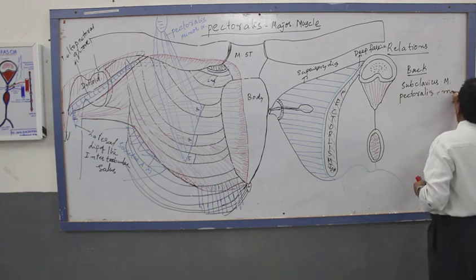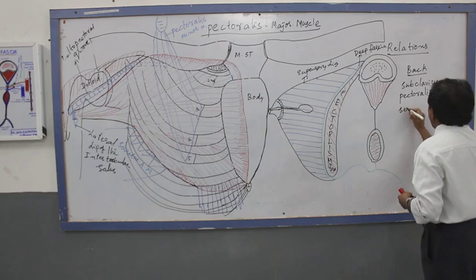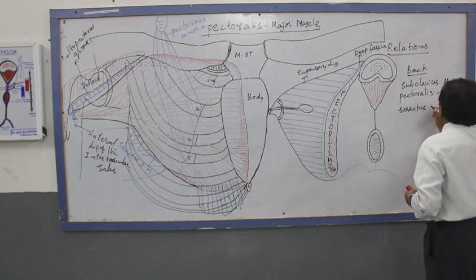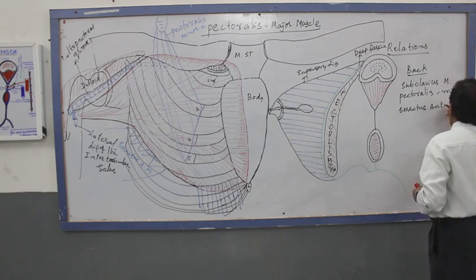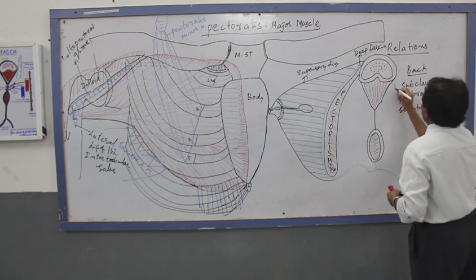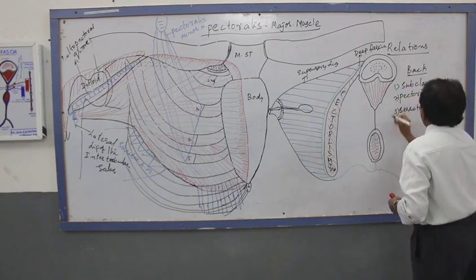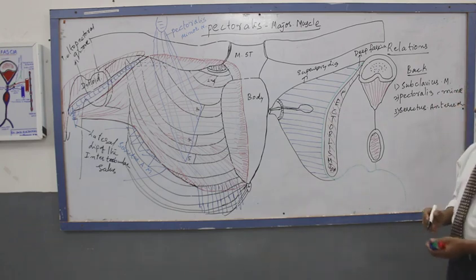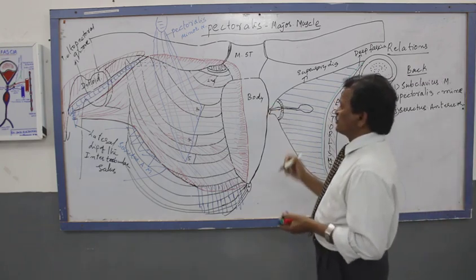Pectoralis minor muscle. And serratus anterior muscle. These three muscles are located in the backside of the pectoralis major.